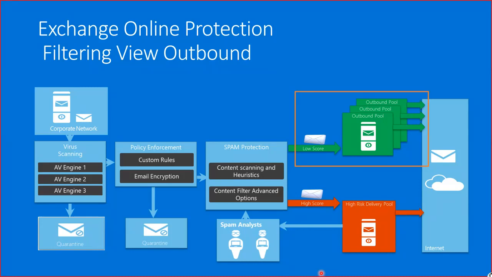This basically is a mechanism to protect our service, where we don't want all the customers to get impacted because of malicious content or maybe spam being sent out by one tenant. So if we classify the message to have a high spam score, we route them through the high-risk delivery pool, and the message goes out through that. Otherwise, it goes out through the regular outbound pool, which are IP addresses which are not listed on any external blacklist.